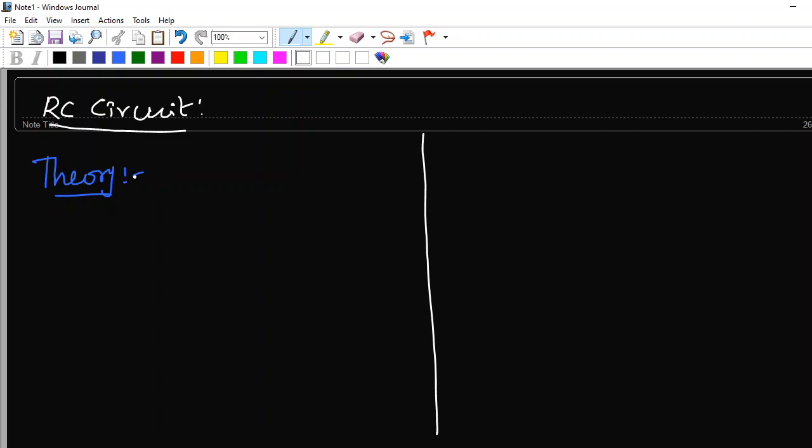One more prerequisite to perform the RC circuit experiment is that we need to understand the theory behind this RC circuit. In our experiment we are going to understand the discharging behavior of the capacitor, and hence let us try to see the theory behind discharging of a capacitor.